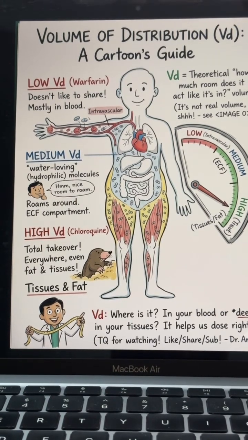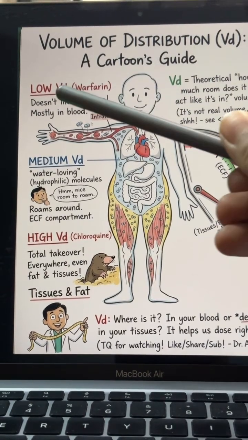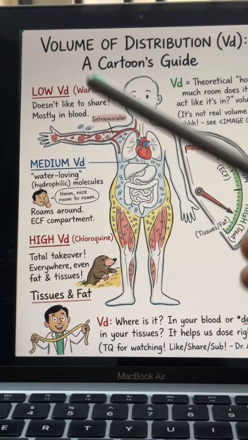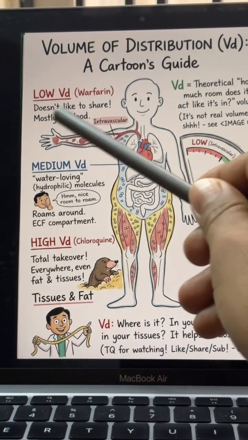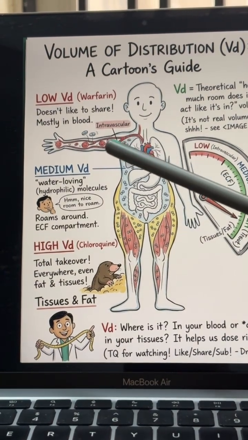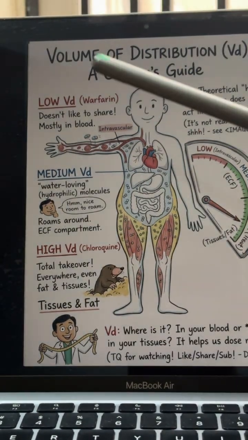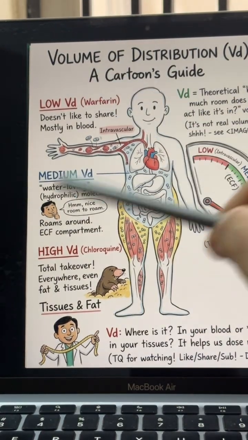Now we'll compare it with the figure. Now we'll understand this volume of distribution in this figure. Suppose any drug has low volume of distribution like warfarin. Those drugs don't like to share. The drug mostly stays in the blood. They do not like to go to the tissues. So these are drugs with low VD.